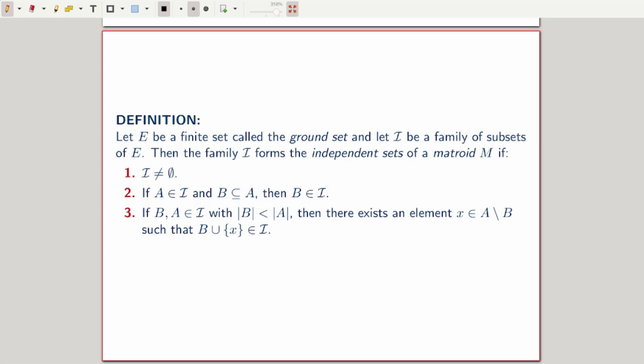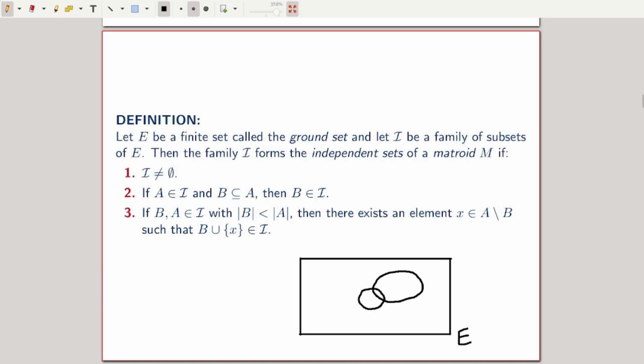Of course, the elements outside I would be the dependent sets. The second condition we call heredity, or closure under subsets. The third condition we call augmentation. In some sense, it means that we can transfer elements from larger to smaller sets without losing independence.